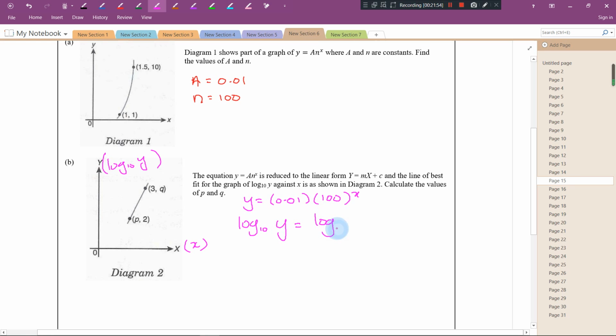And then here do the same thing, log base 10, write a big parenthesis, okay, write a square parenthesis 0.01, okay.